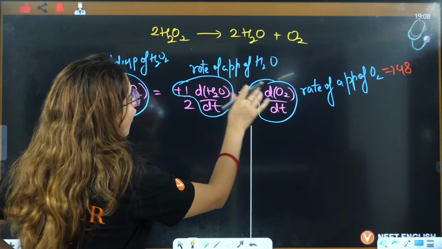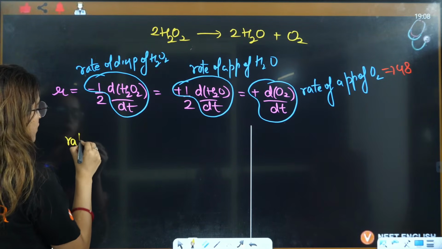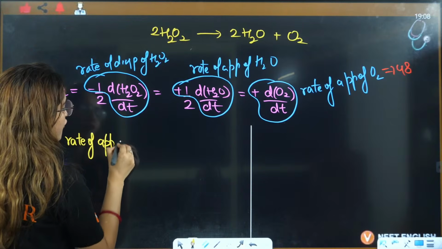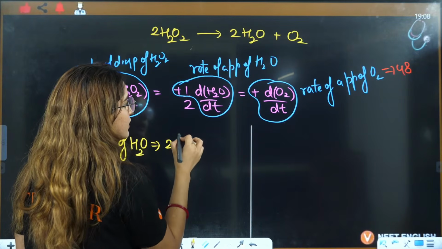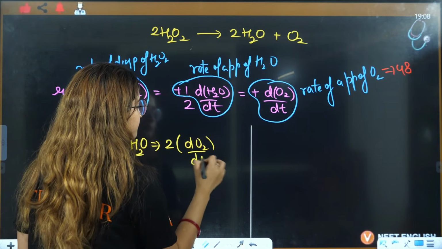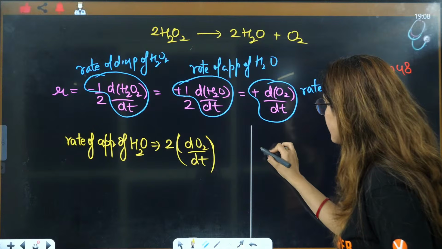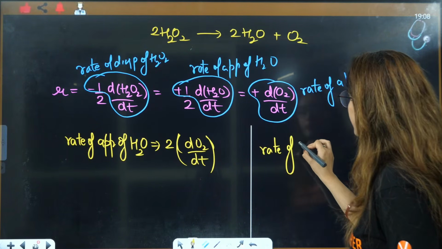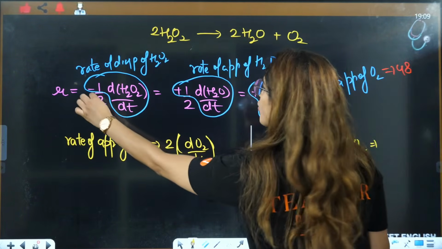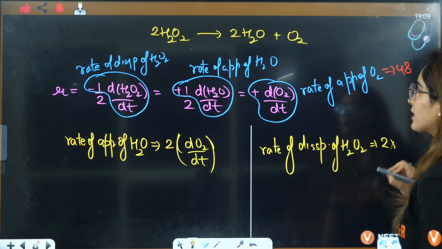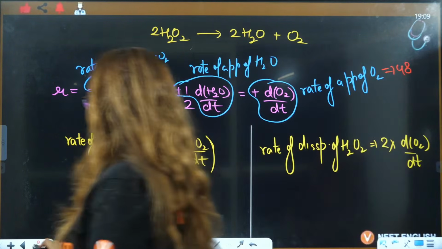We know that if I want to make a relation between the rate of appearance of H2O and this, the answer will be: rate of appearance of H2O is going to be 2 multiplied by d[O2]/dt, right? If I want to make a relation between the rate of disappearance of H2O2, this 2 will shift here, so it will be 2 multiplied by d[O2]/dt. So they were asking you the same thing here, isn't it?